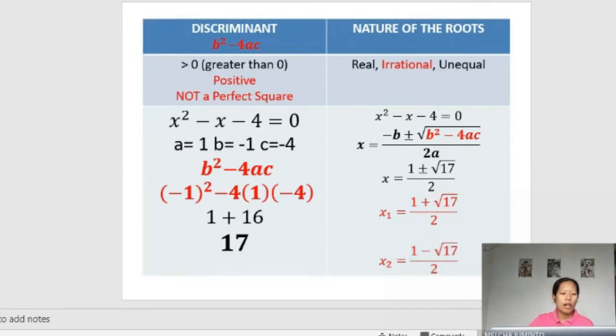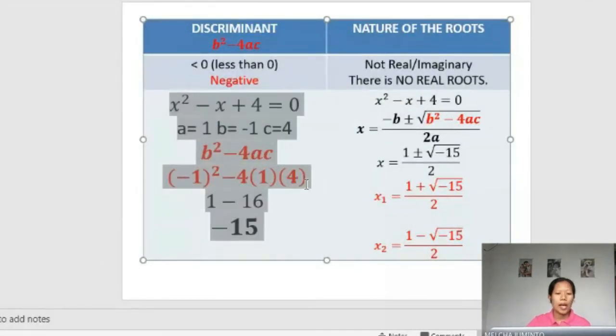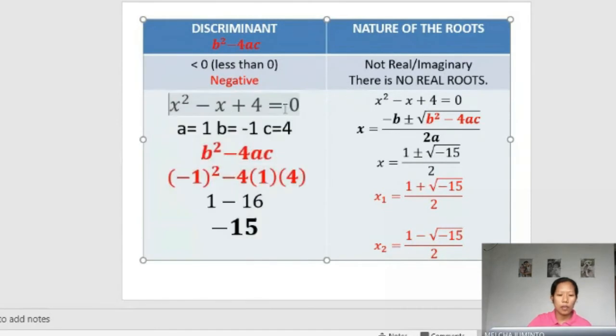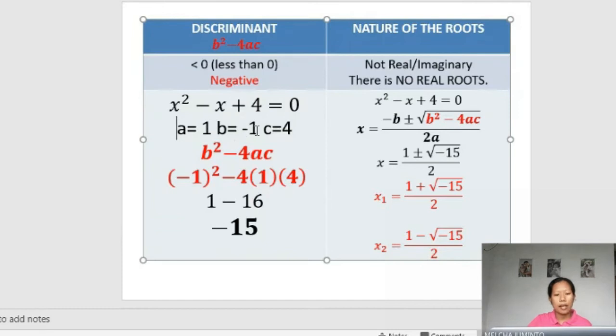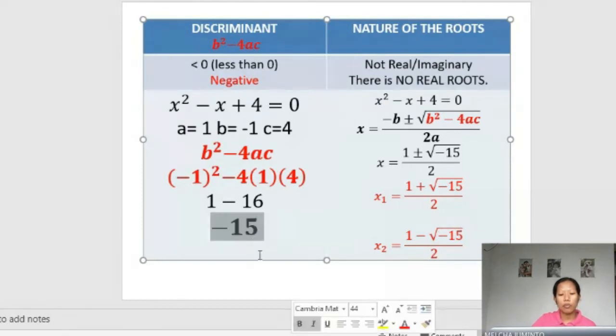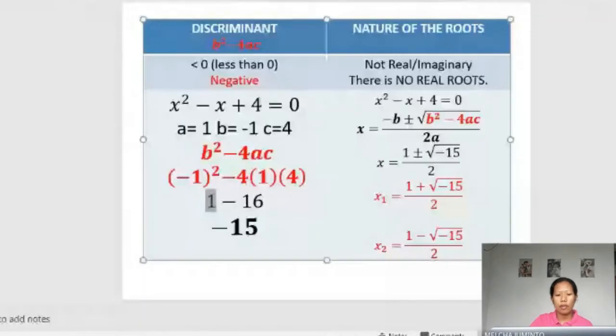And now let us move to the last, the fourth characteristic. We have this example, the equation x squared minus x plus 4 equals 0, the quadratic equation. 1 is the value of a, b is negative 1, c is 4. Replace them in the expression b squared minus 4ac. The result is a negative number, negative 15. It was obtained because negative 1 times negative 1 is positive 1. But here, negative 4 times 1 is negative 4, times 4 is negative 16. Therefore, the result is a negative number, negative 15.